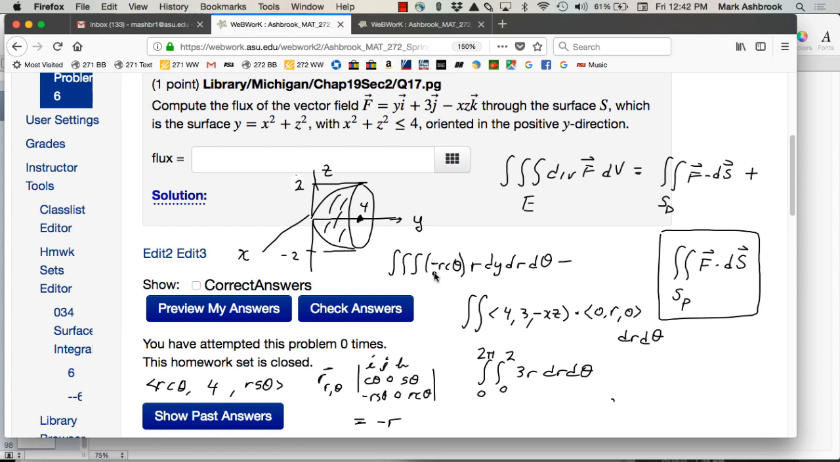Okay, so we're out of time. But that's the triple integral, and that's the surface integral. We're going to subtract out the surface integral for the disk, and that will leave the surface integral of the paraboloid, which is what they asked for in the problem.